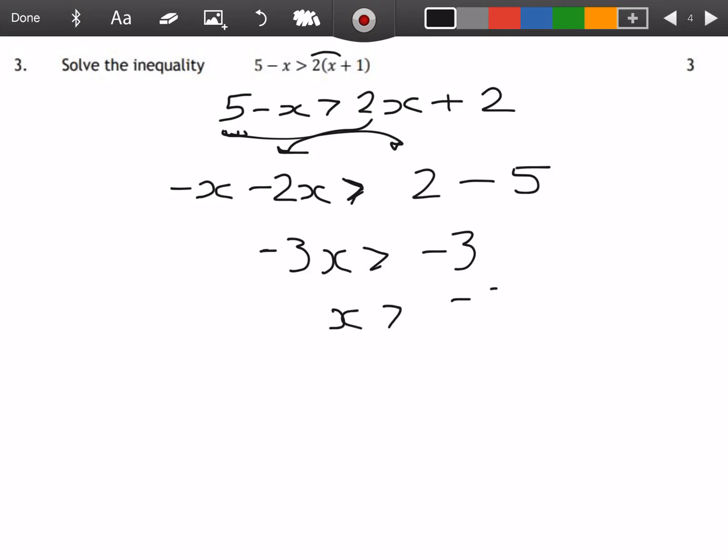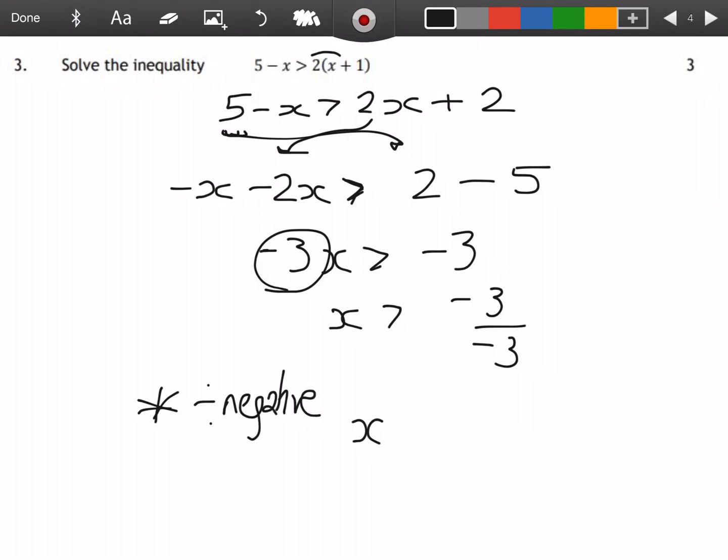Now, how do we find x? Well, to find x, we divide by the negative 3. But what do we have to remember? When we divide by a negative number, you need to flip or reverse the symbol. So the answer is x is less than 3 divided by 3, which is 1. Negative divided by negative is a positive. Positive 1. x is less than 1.